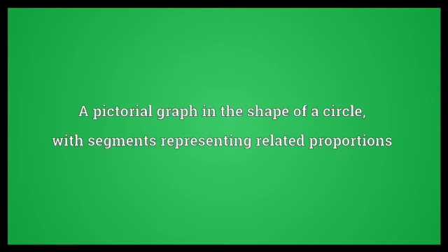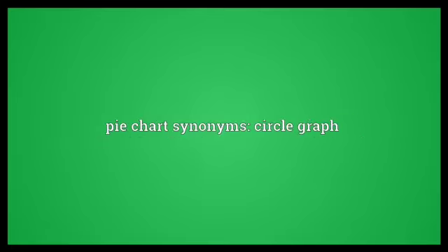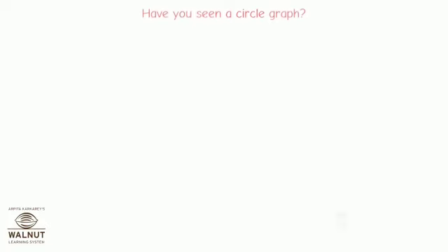Today let's see the chapter data handling. In that we are going to see pie chart. What's a pie chart? It's a pictorial graph in the shape of a circle with segments representing related proportions. A pie chart is otherwise called a circle graph. Okay. What's a circle graph?